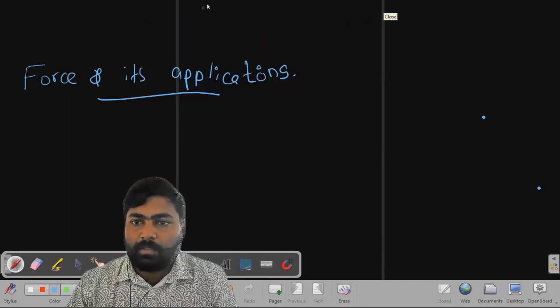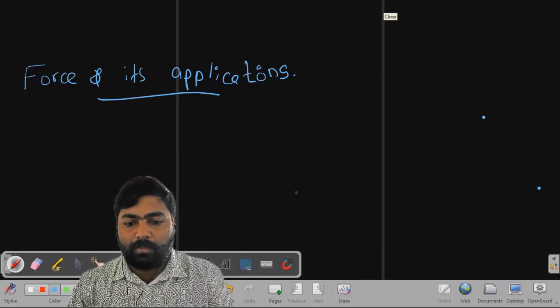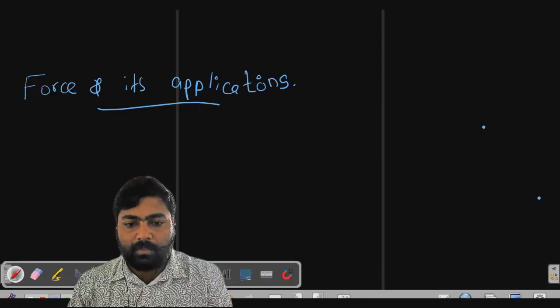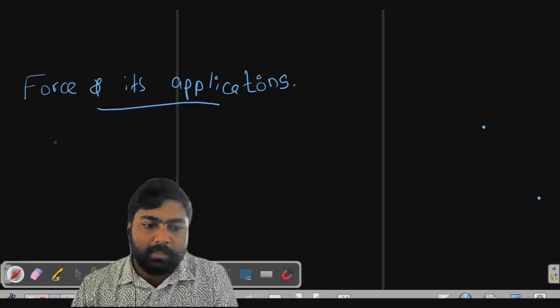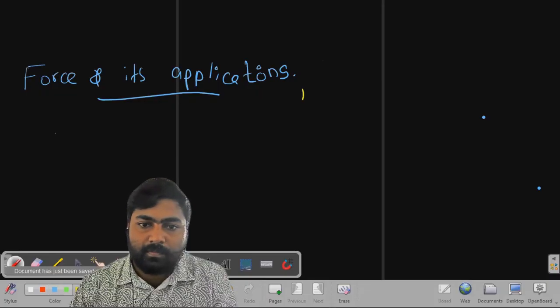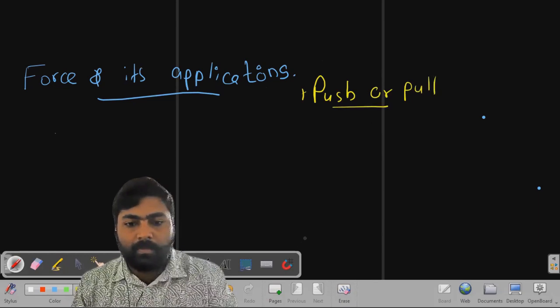Tell me what is meant by a force. In your lower grades, you have learned about force, no? What is the definition for a force? Push or pull? Yes. Our primary definition is force is a push or a pull, no? Push or a pull. Okay.